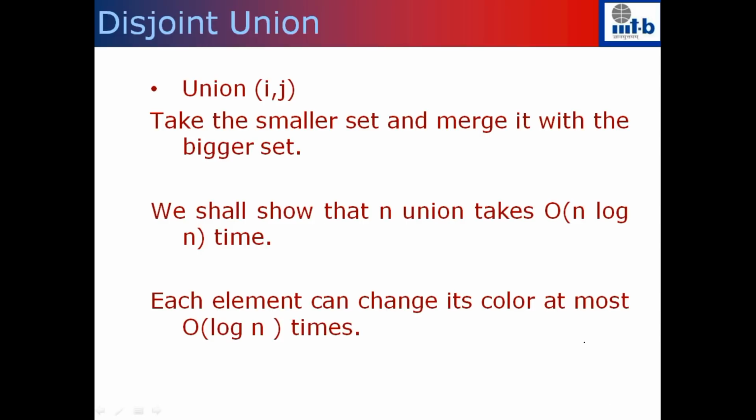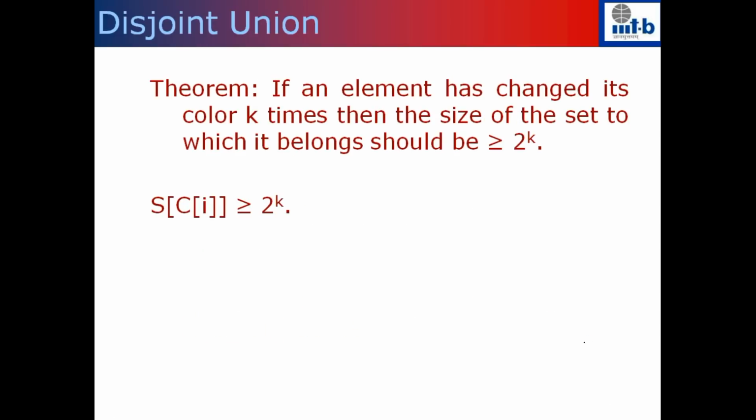Let's look quickly at the proof of this. This is an important theorem. If an element has changed its color k times, then the size of the set to which it belongs should be greater than or equal to 2 to the power k. So as and when you change the color of an element, the size of the set to which it belongs grows exponentially. That's what this theorem says. It's easy to see, that means the size of C of i is greater than or equal to 2 to the power k.